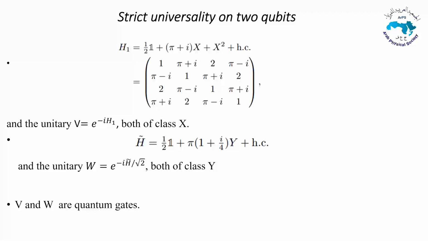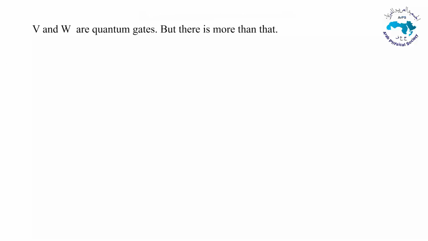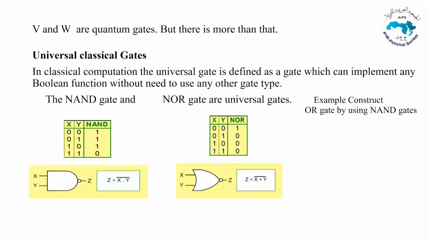But the goal behind that is the quantum universal gates, to build quantum universal gates. We will show you. So V and W, first of all, they are quantum gates. But they are more than that. They are universal quantum gates. In order to understand what universal quantum gates mean, let's return to universal classical gates.